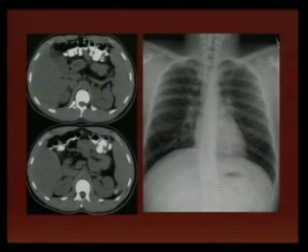Let me show you some examples. Here we have a young patient, 18 years old, with bronchiectasis in the perihilar region, mainly in the upper lobes. Note that the lower lungs are less involved, and in the abdomen you can see that there is a replacement of the pancreatic tissue by fat.